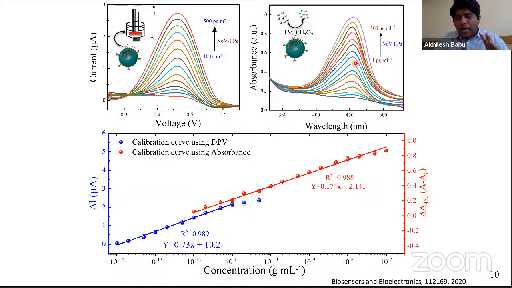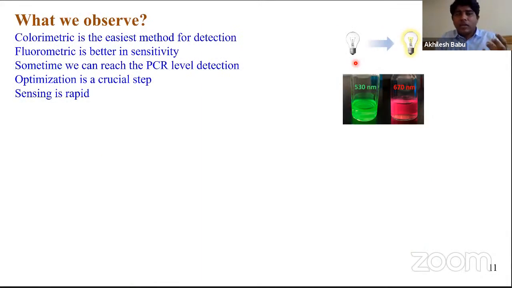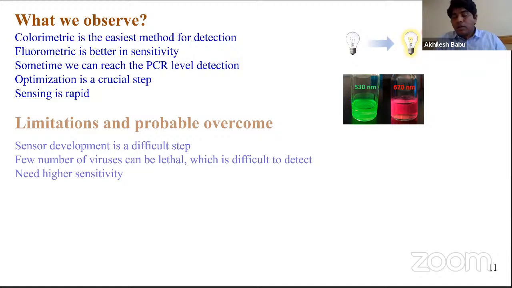Now, going further, after doing these two works, we clearly observed that the colorimetric method is easy for detection because it can be visibly seen. However, the fluorescence method was more sensitive. Sometimes with these methodologies, we could even reach PCR-level detection. However, optimization is a crucial step in sensing. And in terms of limitations and probable solutions, sensor development is actually a very difficult step, and because a few viruses can be lethal and are difficult to detect, there is a necessity for higher sensitivity.